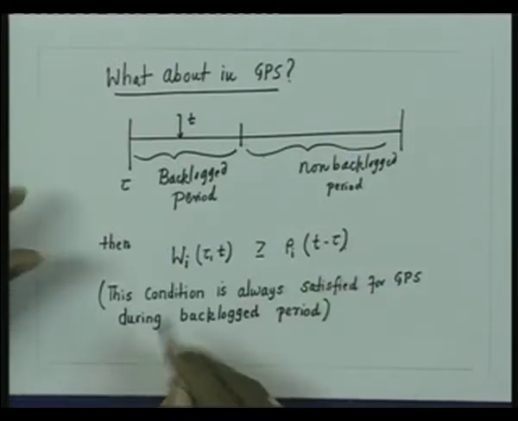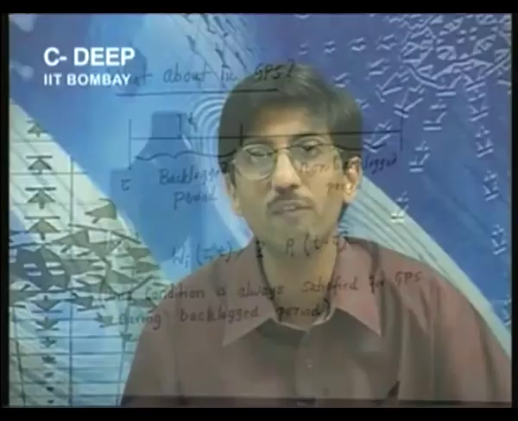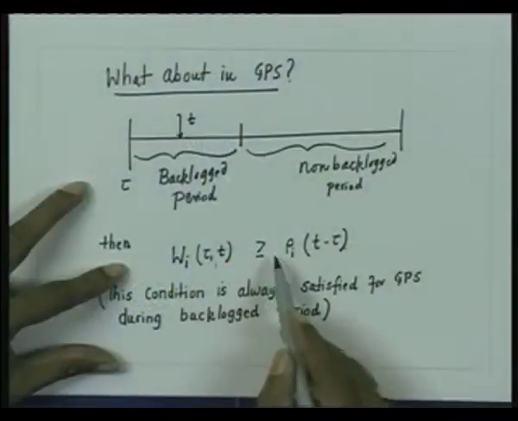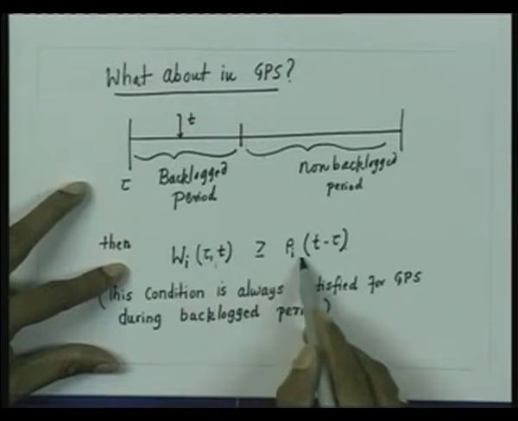Whether this is true for rate proportional servers? This will not be true always for rate proportional servers. That is, for rate proportional servers, if tau to t is any subinterval of a backlog period, then the amount of traffic, that is W_i(tau, t), will not be greater than or equal to rho i times (t minus tau).